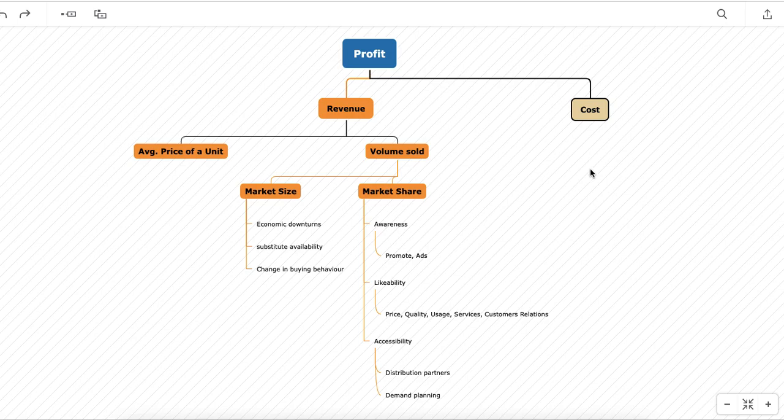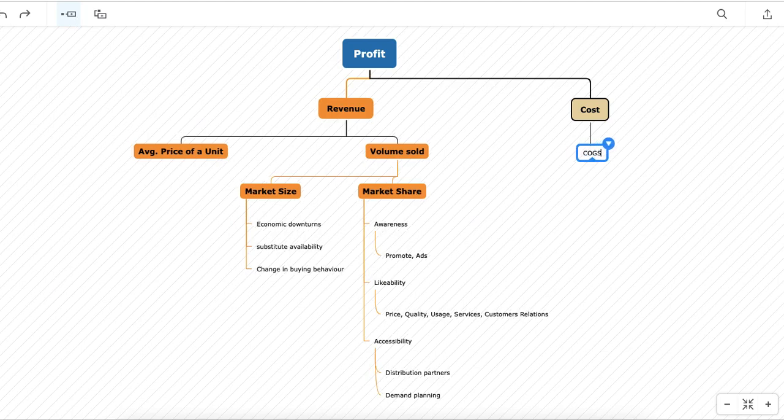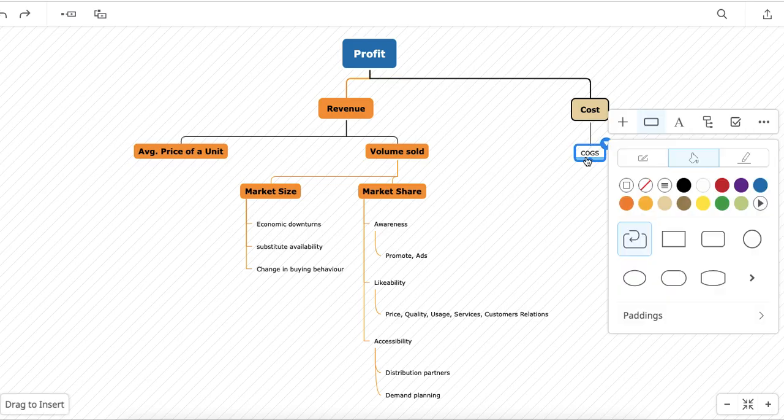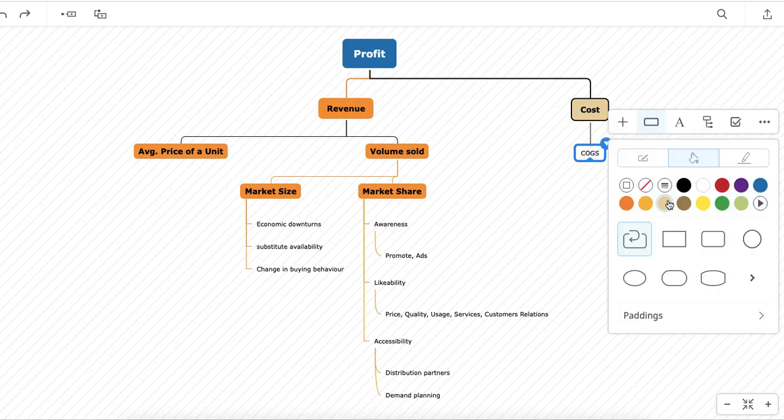Okay, so what does cost consist of? First and foremost is COGS. This is one of the most widely used terms which you'll find, and the sooner you get at peace with this term, the better it will be.